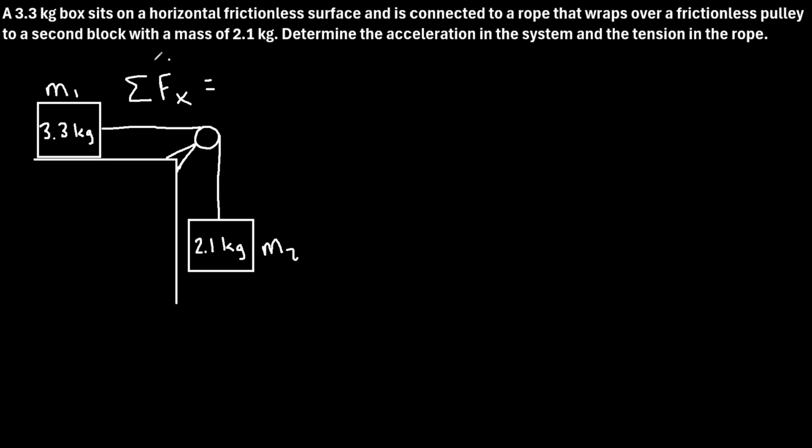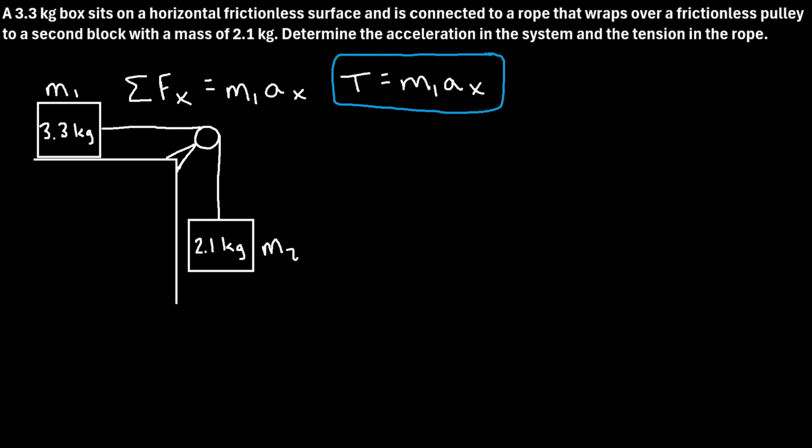So for this particular force in the x direction, we'll say m1, mass times acceleration, and we'll say acceleration in the x direction. Now, because we're talking about a mass that's connected to a rope, instead of the net force in the x direction, we can call it the tension force. So we'll say T is equal to m1 times the acceleration in the x direction. This is our first crucial equation that we're going to use to solve this problem.